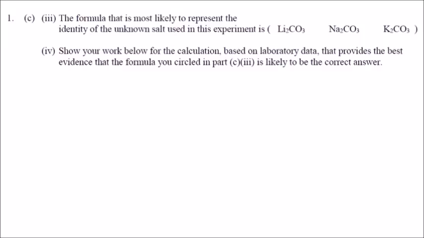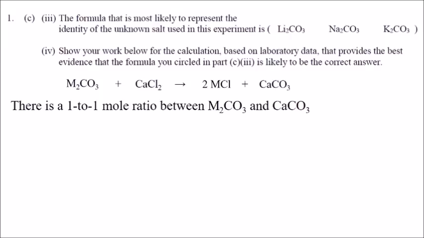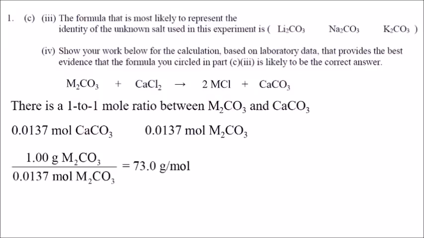Before we make this choice, let's go ahead and talk about the reaction. We have a 1 to 1 mole ratio between the unknown metal carbonate and calcium carbonate. We just learned that the moles of calcium carbonate is 0.0137. That means there is also 0.0137 moles of the unknown carbonate. And they gave us, in this particular problem, 1 gram of this unknown metal carbonate.